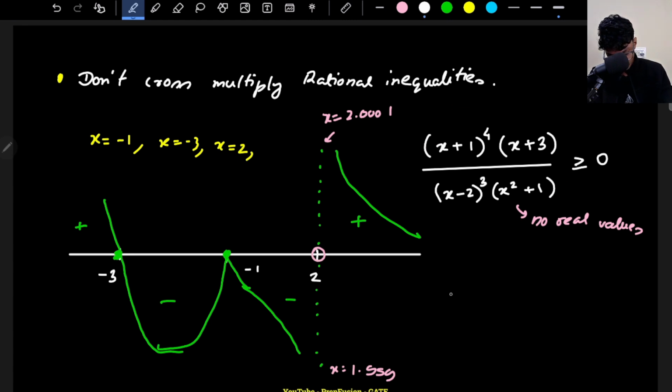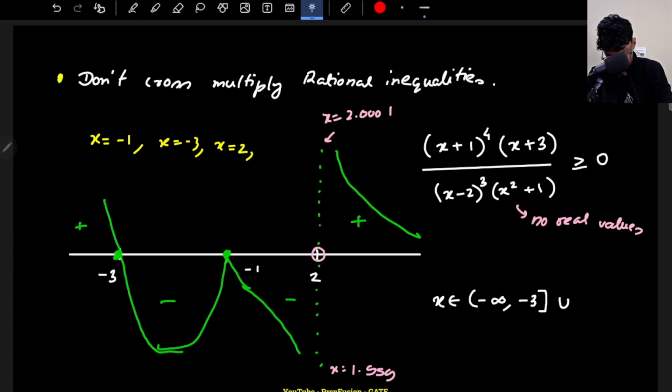So my region of interest, I will start from the lowest values, from minus infinity to minus 3, where minus 3 is obviously included, union, I will start with 2. But will 2 be included? No, 2 will not be included because it is at the denominator. So 2 will not be included and it will go until infinity. Okay, this will be my region of interest.